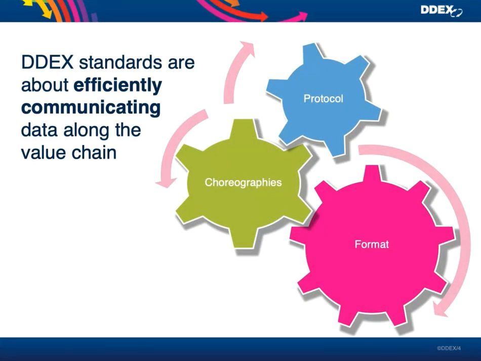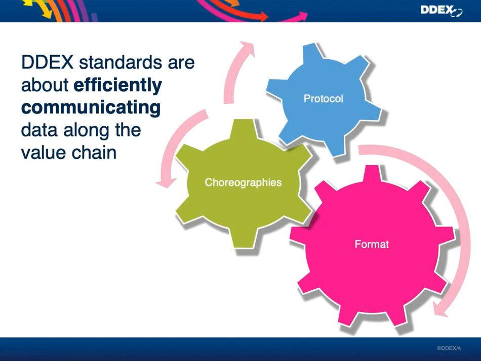The creation of our standards and the ability to create efficient communication relies on three things interacting together. The first one is the actual format of the standard messages, which many of you probably already use. And that obviously sets out the order in which the data that you're passing to your business partners should be laid out for communication.